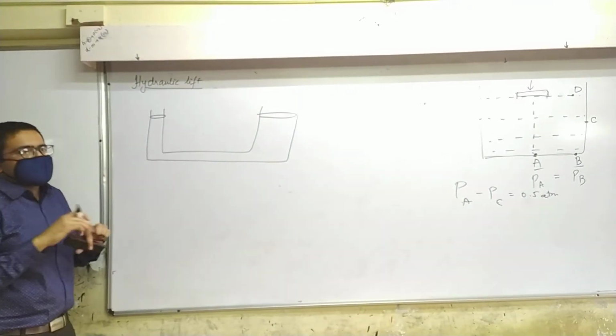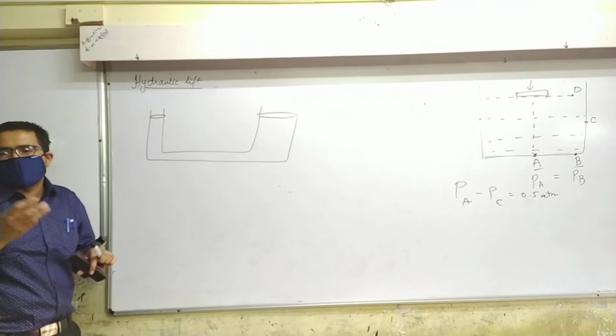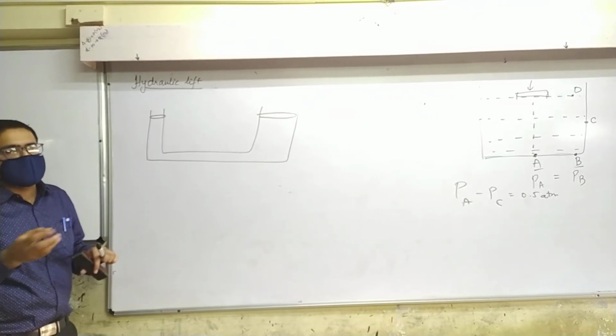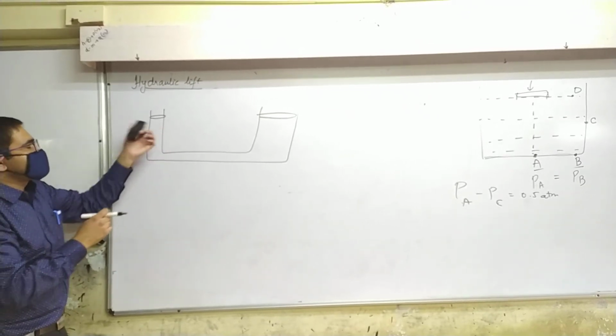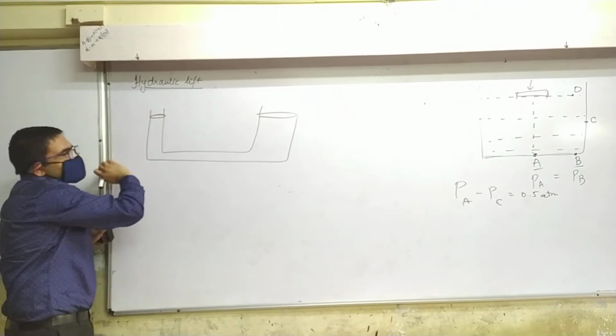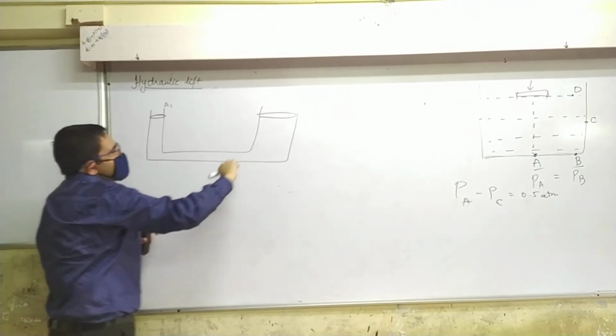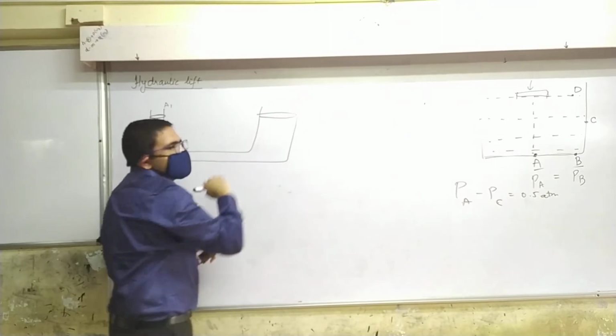So obviously pistons are used in so many places, like in engines, right? That's one use of a piston. So let's say here is a small piston with area A1, and here is a larger piston with area A2.